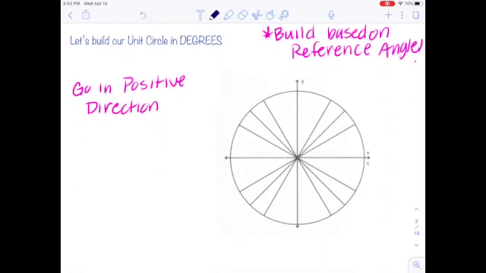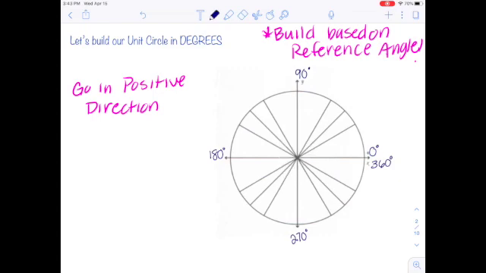Let's build ourselves our full unit circle in degrees. So we're going to move in a positive direction first. We start out with 0 degrees, all the way to 180 degrees, all the way back around to 360 degrees. We know that an angle right here would be 90 degrees. And then if you continued all the way down, like we just talked about, this angle would be 270 degrees.